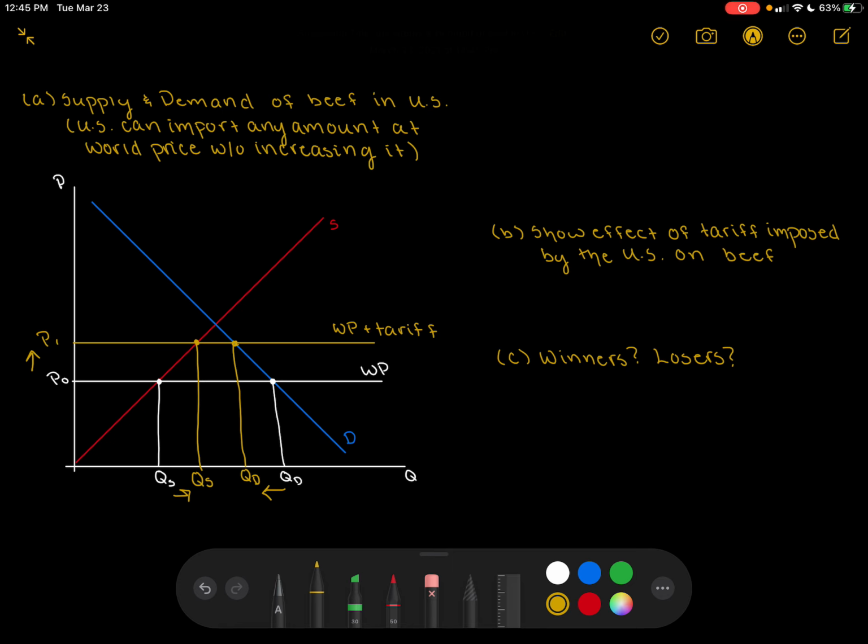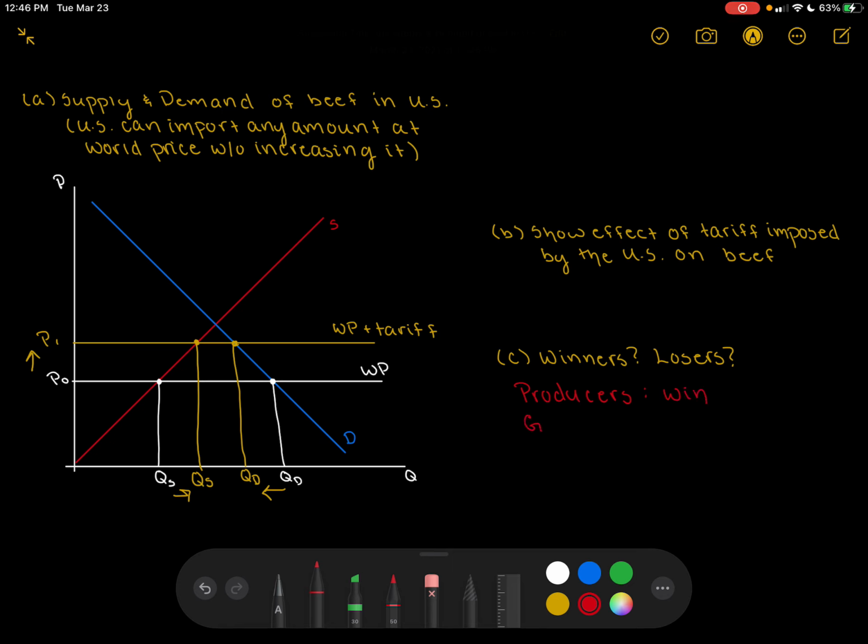Let's see who wins and who might lose in this sort of situation. So how about producers? Do we think they're going to win or they're going to lose? Well, like we said, producers are able to sell more and they're able to charge that higher price. So producers are going to win in this case.